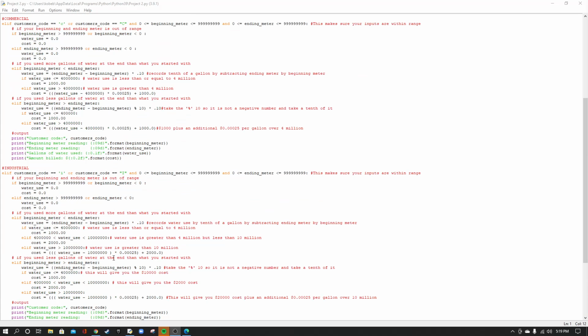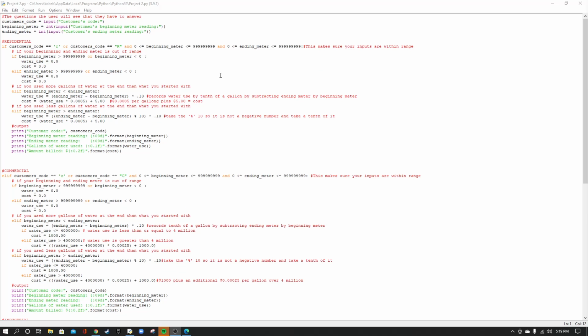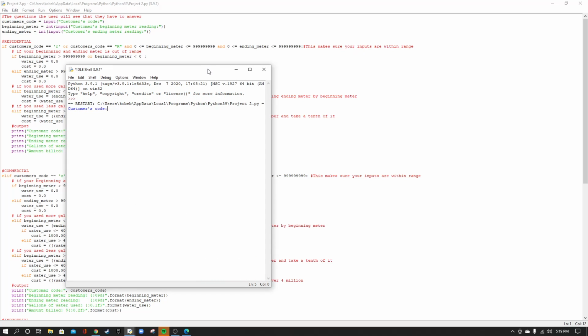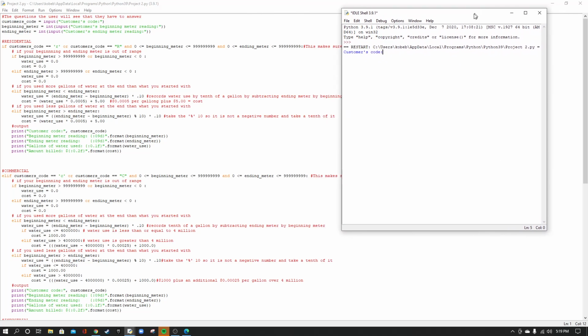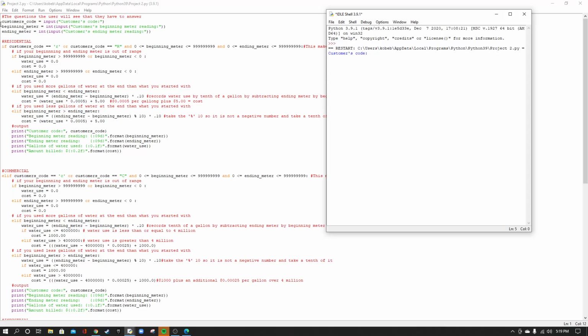Now we are going to run it and test some examples of it. So this is what it'll print out for our input. So look, it'll print out the customer's code. So just for example, our customer code is an R for residential.